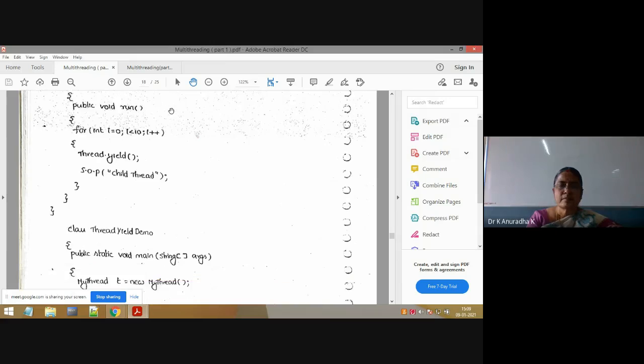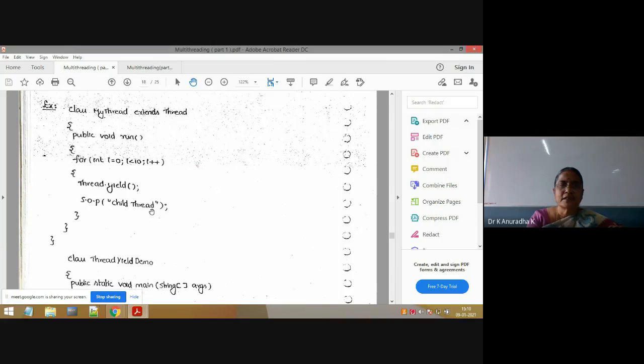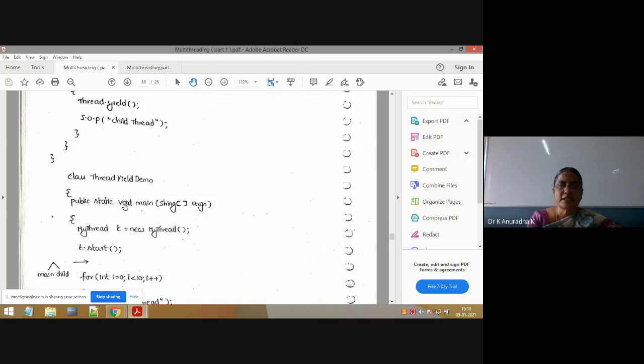Now we will see. Here we are creating one thread, the child thread, using class MyThread extends Thread. Inside that we always write the overriding run method. Inside it I am writing the functionality of that thread using this for loop. Inside the for loop I have written Thread.yield. This is the only statement I have added in the for loop. Now this is the child thread.